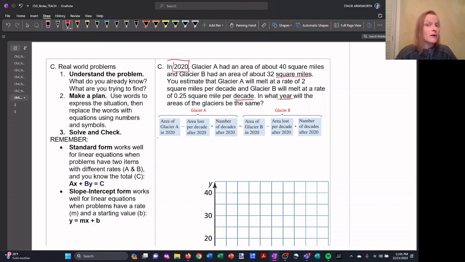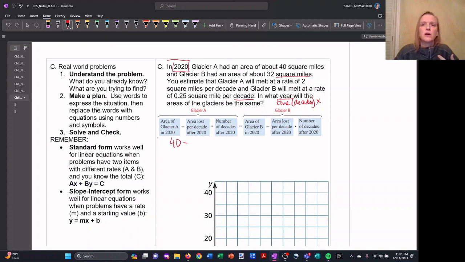Since this is about time, I'm going to think of time as being the number of decades. Time in decades is going to be my x value, since that's my unknown quantity. And I can express Glacier A and I can express Glacier B in terms of this time. So Glacier A starts with an area of 40 square miles, but then every decade, it loses a little bit.